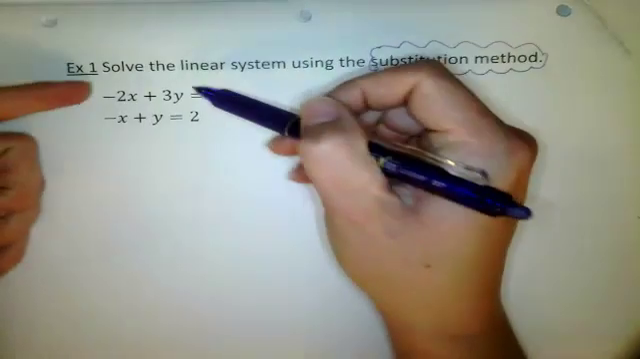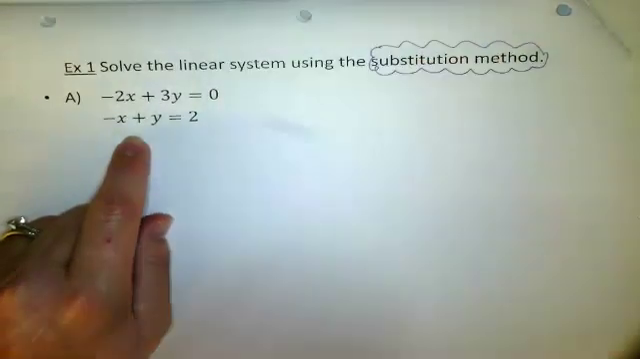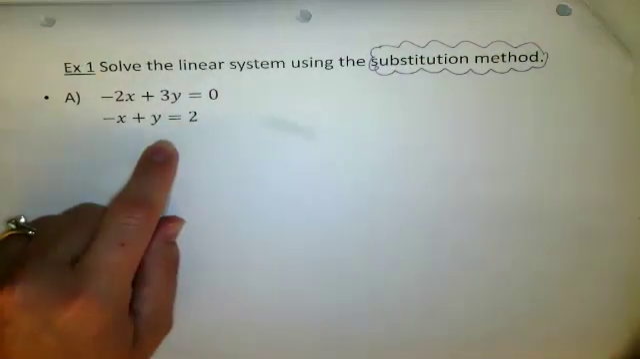So what we have is we have 2 equations, and we have 2 unknowns. We have an x and a y, and that's what we're trying to figure out. What's the value of x and what's the value of y?